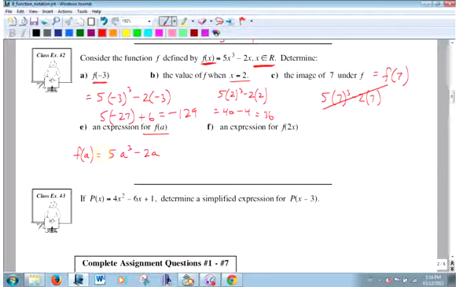That's it. You're done. Should be an easy mark, right? f of 2x. Wherever there's an x, now I'm going to make it a 2x. So x cubed becomes 2x cubed minus 2 times x, but it's not x, it's 2x.